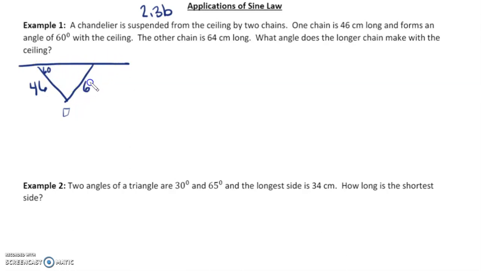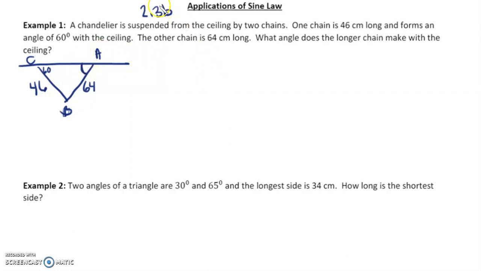The other one is 64 centimeters long. So our question is, what angle does the longer chain, which is this one right here, make with the ceiling? So we're looking at this angle. So let's call this ABC. Doesn't matter which order you put them in. We're looking for angle A.